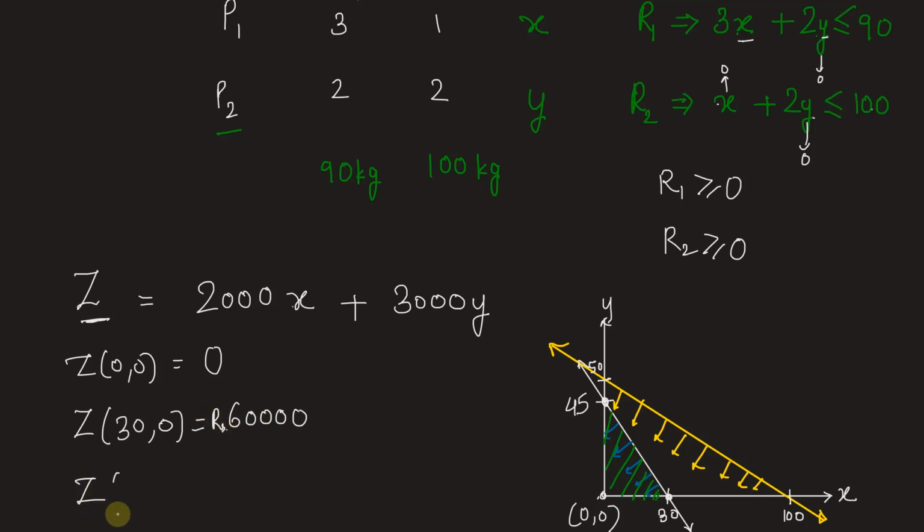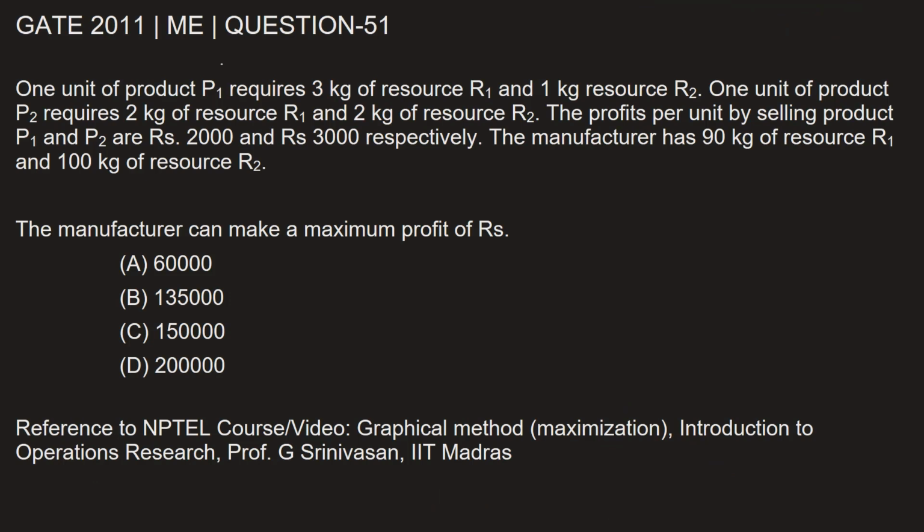While the last one at point 0, 45. Z at 0, 45 will be equal to 2000 into 0 gives us 0. So 0 plus 3000 into 45 gives us 1,35,000. So the profit here is rupees 1,35,000. We can clearly see that this gives us the maximum profit, and the maximum profit is rupees 1,35,000. Let's go back and mark the correct option. The correct option is option B. Manufacturer can make a maximum profit of rupees 1,35,000.